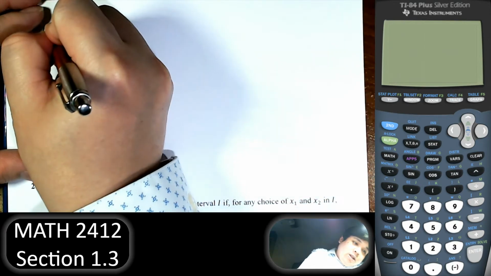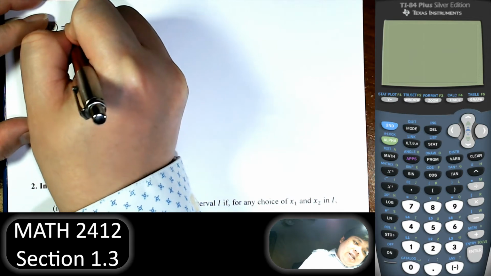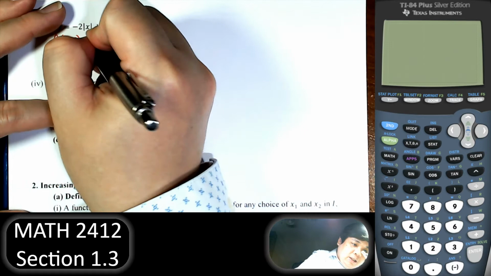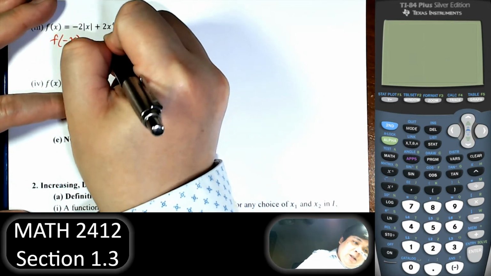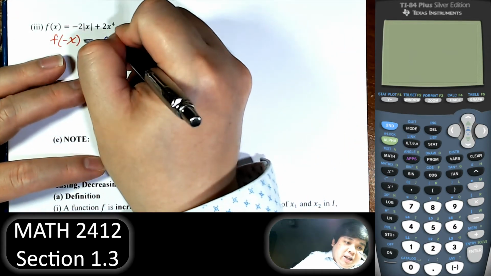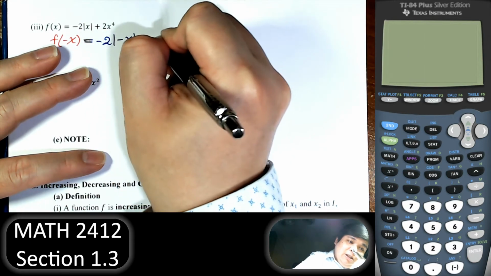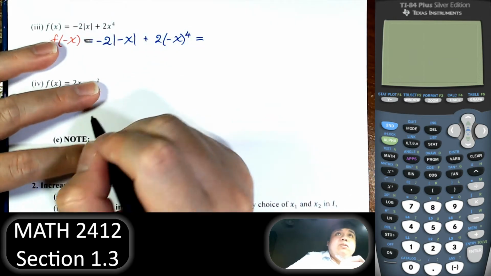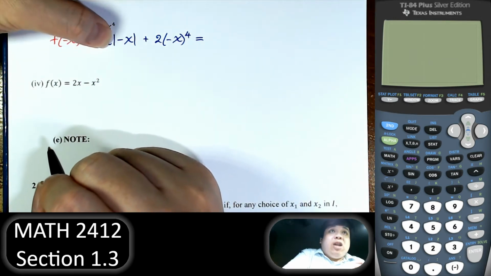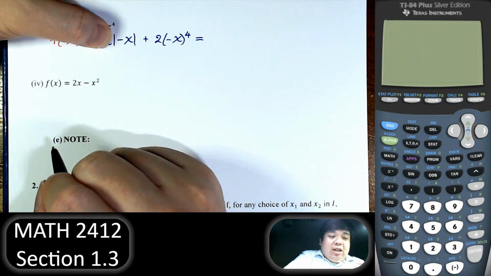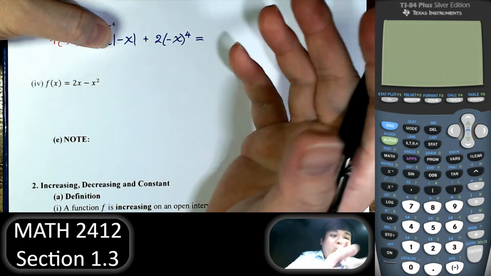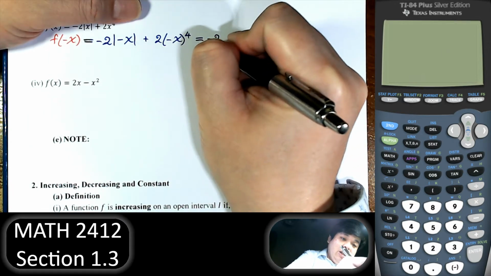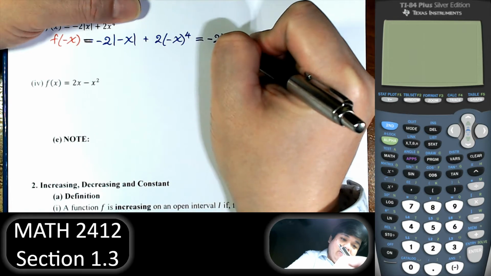So always start with f of negative x. So I'll put negative x in for x. Right, the absolute value of a negative or positive is going to be the same thing, right? Absolute value of negative 3 equals absolute value of 3. So in that case, with absolute values, the negative or positive is still the same.